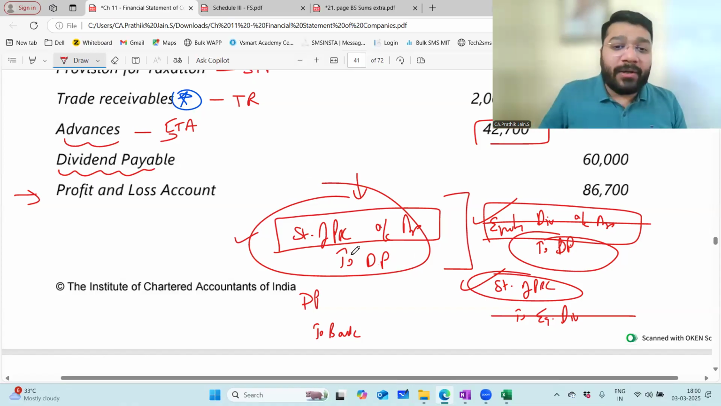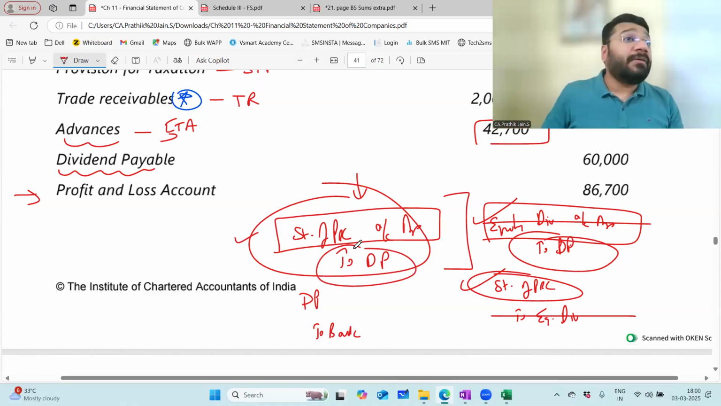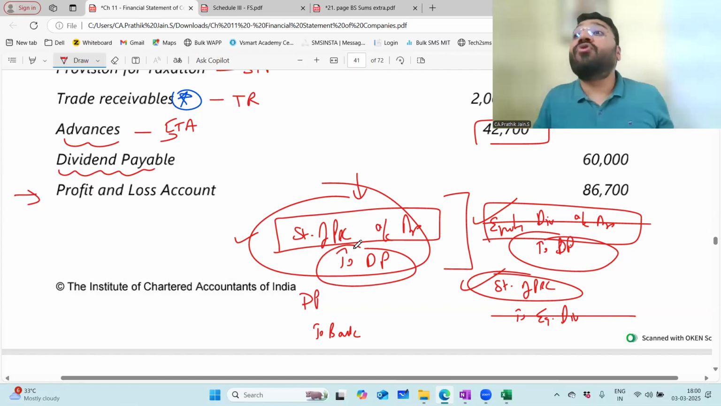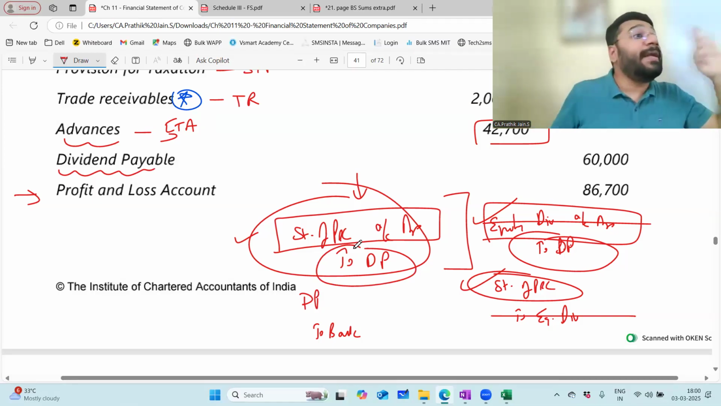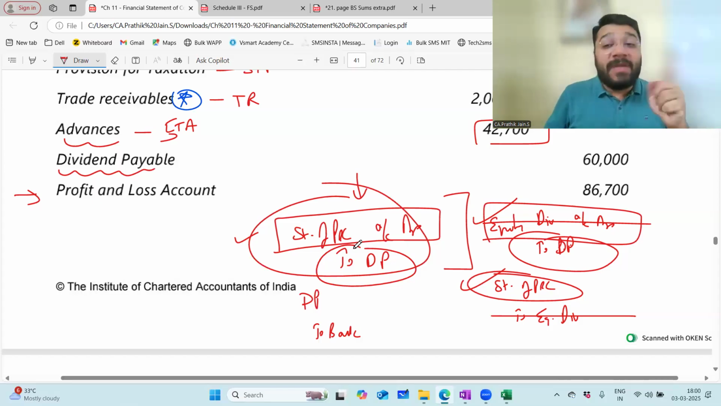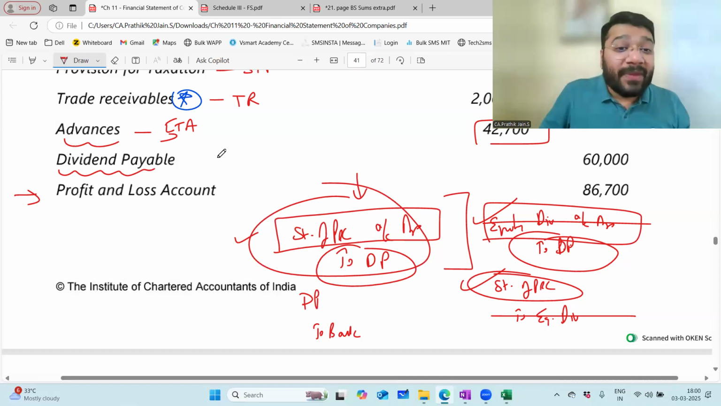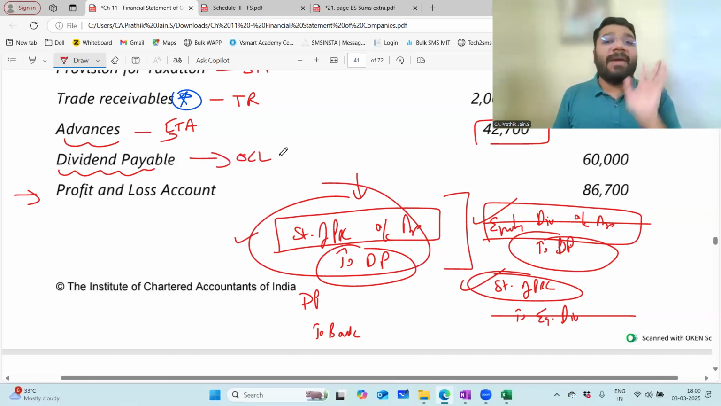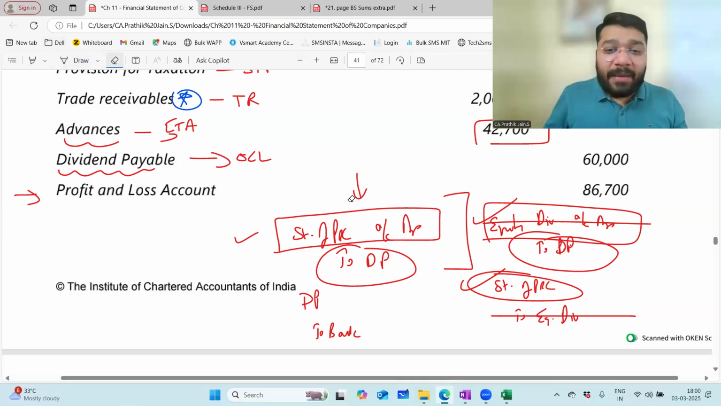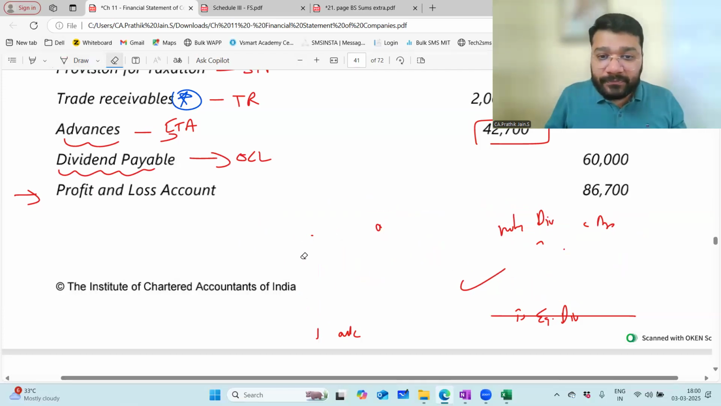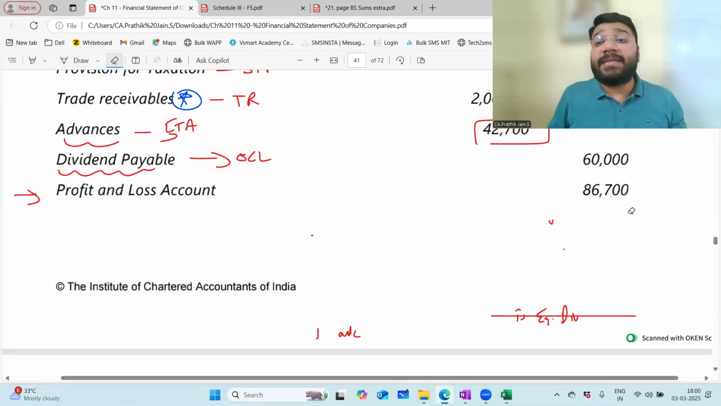So as of now, this dividend payable is a liability. And the moment the dividend is approved by the shareholders in the AGM, within 30 days we are supposed to make the payment. So can I say this is a short-term payment? So will it go to non-current liability or current liability? Current liability. Where in current liability? Other current liability. Am I loud and clear? Yes, sir. Online people, am I loud and clear? Yes, sir.